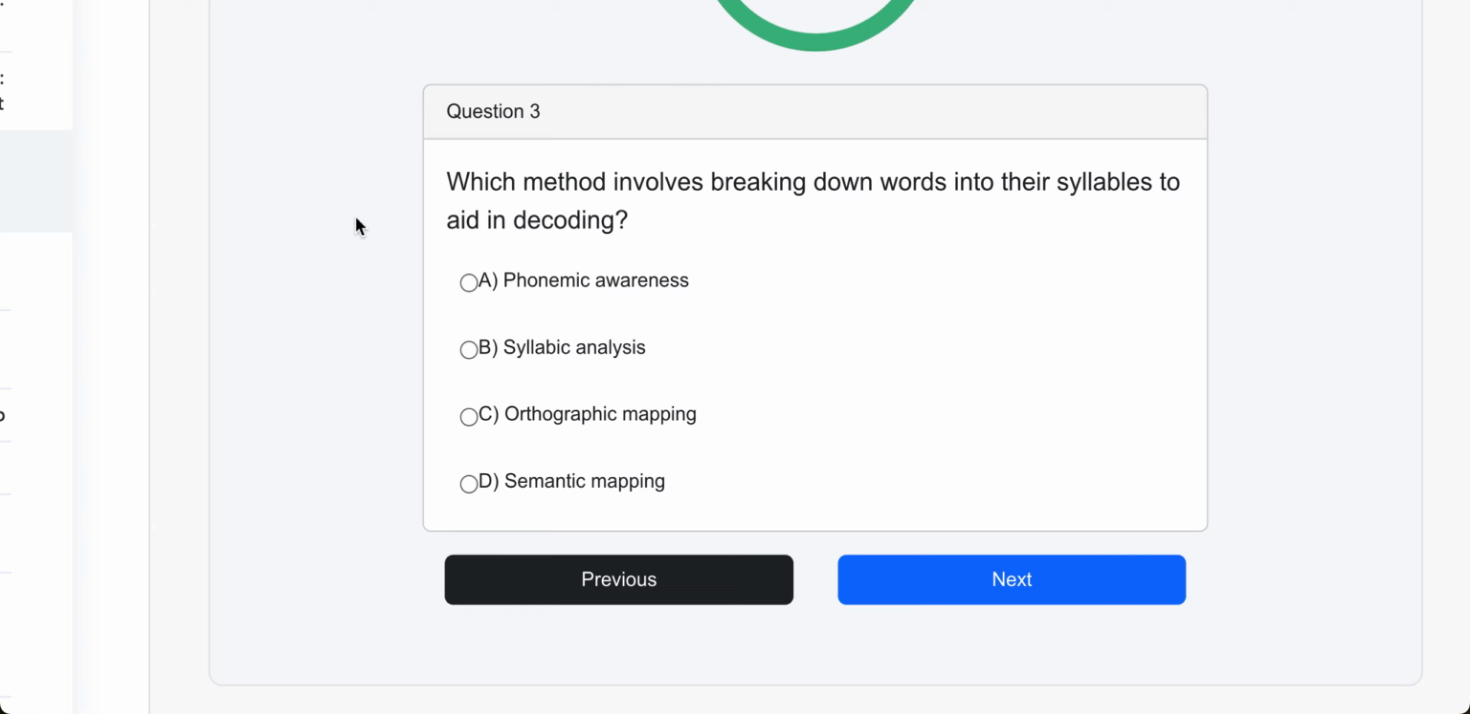When you see which method, they're asking for which instructional strategy is most appropriate. And remember that syllabic analysis helps students decode words by examining and utilizing the word's syllable structure. So we'll go ahead and select option B.